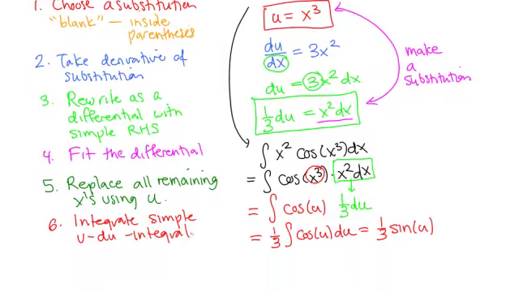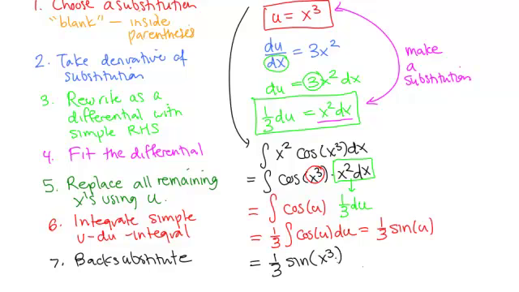Now our final answer is an antiderivative, but it's an antiderivative using the letter u, which wasn't a part of the original problem. So what we need to do at the very, very end is to simply back substitute, which means to replace the u we made up with the original value of x cubed. And so we come up with 1/3 sine of x cubed plus c. And there's an antiderivative.